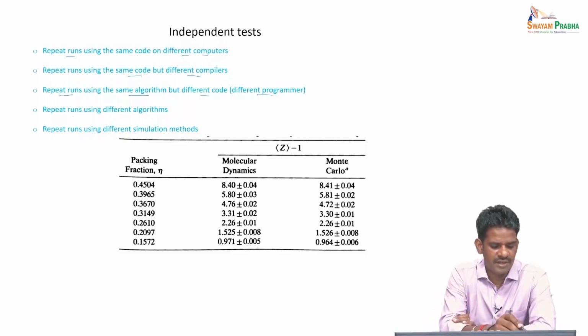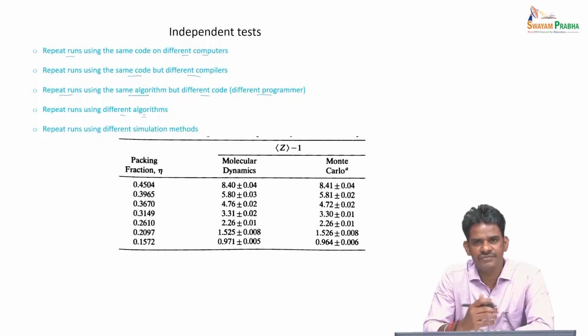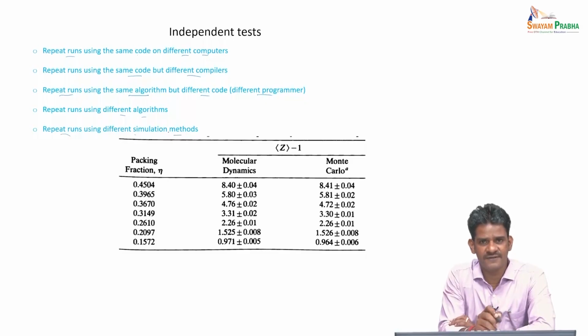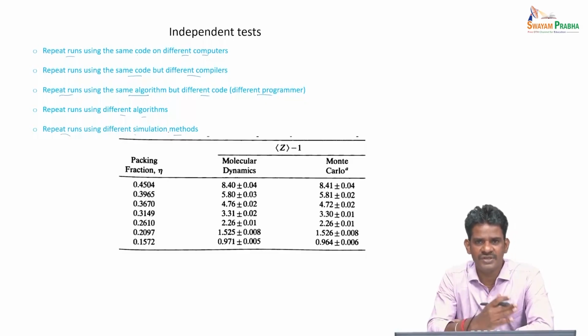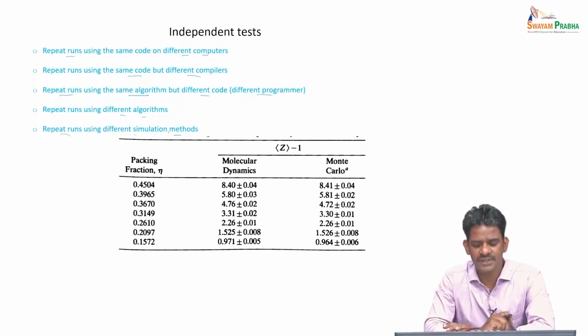And then repeat the runs using different algorithms. For instance, if you do MD simulations, we have discussed various equations of motion algorithms: Verlet, velocity Verlet, leapfrog. So you could do the same simulations using a different integrator and check whether there is any systematic error from those simulations. Sometimes we can even run simulations using different simulation methods itself. That is, you can do an MD simulation and you can also do an MC simulation, given that the MC simulation also gives you the same results, and then check.